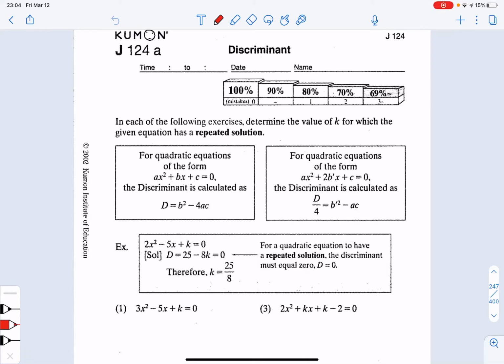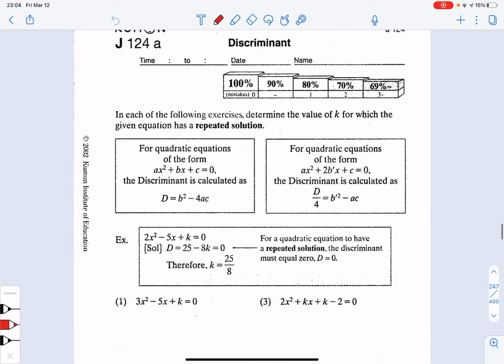In this video today, we're going to talk about the discriminant. How do we use the discriminant properly? And what is the difference between the D and the D over 4? So what I mean by D is the discriminant that looks like this.